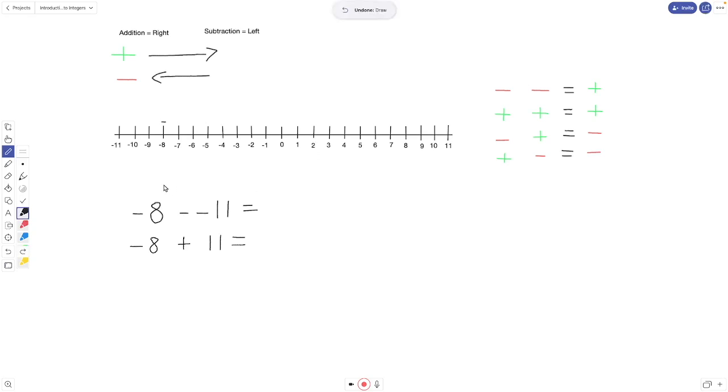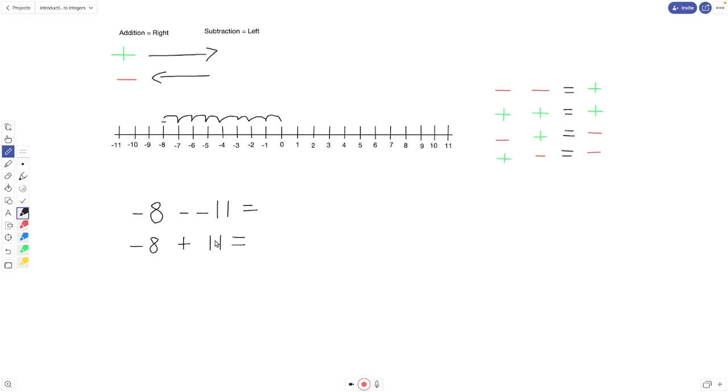But we can also do it a different way, just like we talked about earlier. First, we get to 0. So let's count to 0. What do we need to add to -8 to get to 0? 8. So we go 1, 2, 3, 4, 5, 6, 7, 8. And we arrive at 0.